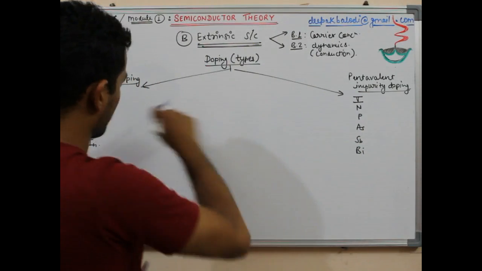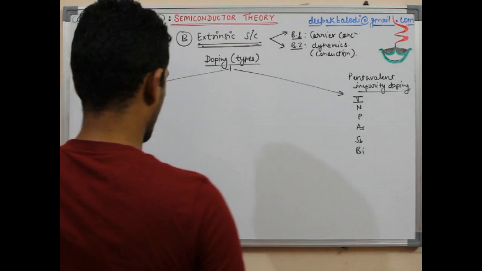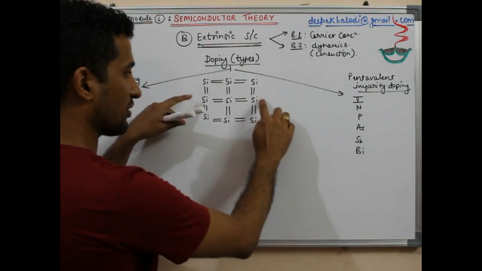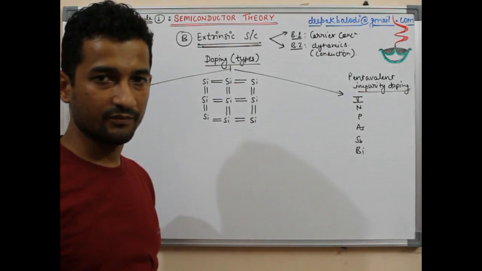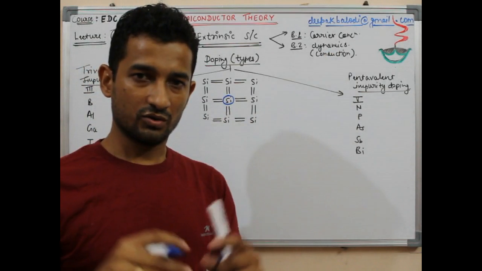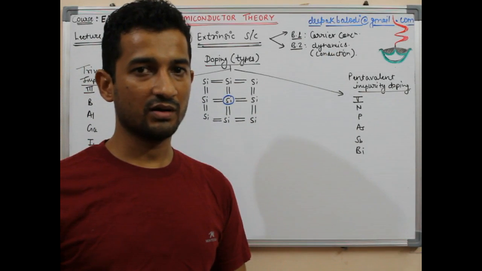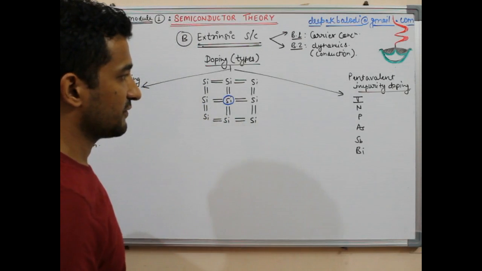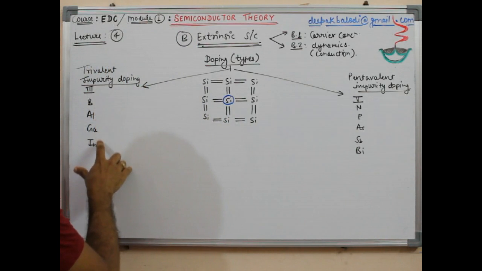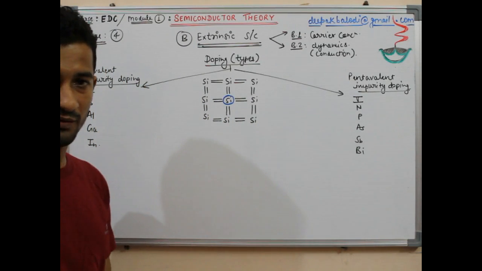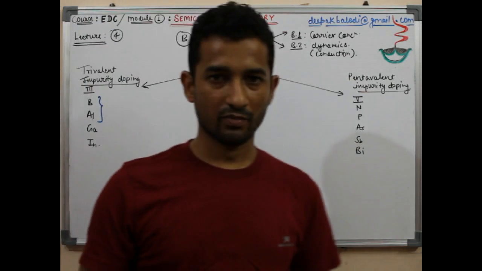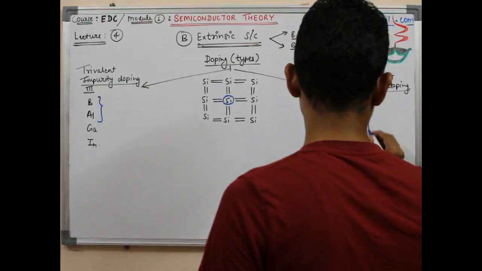Within the mesh of silicon, like we have this mesh of silicon, the corner ones also are attached with the neighbor silicon atoms. So any silicon atom is basically sharing four covalent bonds with its four adjacent silicon atoms. Therefore, if we externally dope some impurity like boron, aluminium, gallium or indium, not all these four impurities are good enough. Here we restrict our choices up to boron and aluminium, and here we restrict our choices up to phosphorus and arsenic.